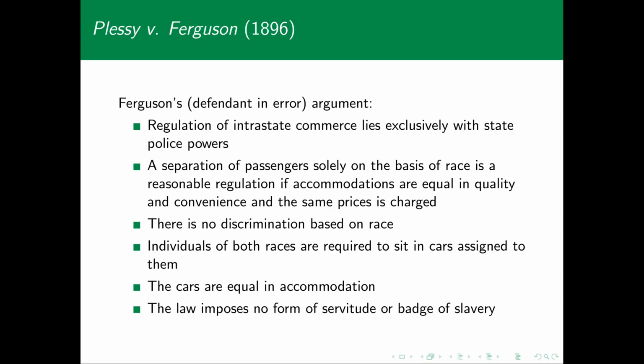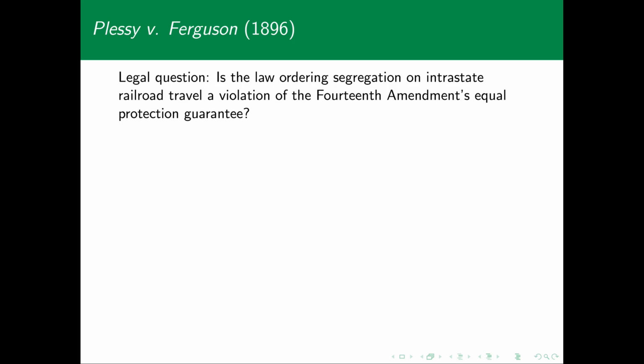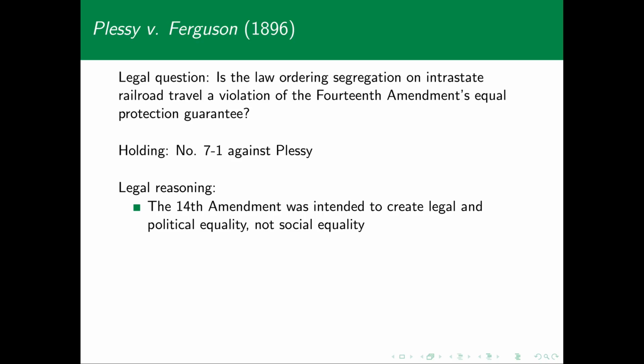So the question confronting the court here is whether this law that orders that segregation on intrastate travel is a violation of the 14th Amendment's equal protection guarantee. And they hold that it is not. They rule against Plessy in favor of Ferguson. And the reasoning here is that the 14th Amendment very explicitly was drafted to create legal and political equality. It is not meant to create social equality. In fact, it's not even clear that the purpose of government is to provide social equality.